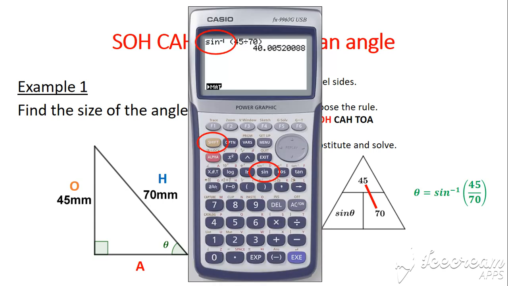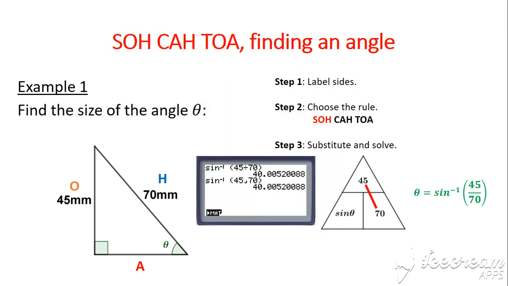Now, if you have a look in your calculator, how do I get sine to the minus 1 or inverse sine? I need to push shift and then let go of shift and then push my sine button, and it should bring up a sine to the negative 1, which is my inverse sine. So I'm going to go shift sine bracket 45 divide 70 close bracket. And that should give me an answer which is very close to 40.00520088, which I'm going to round to 40 degrees. Now the units are degrees because it's an angle, so we've just calculated the angle theta to be 40 degrees.